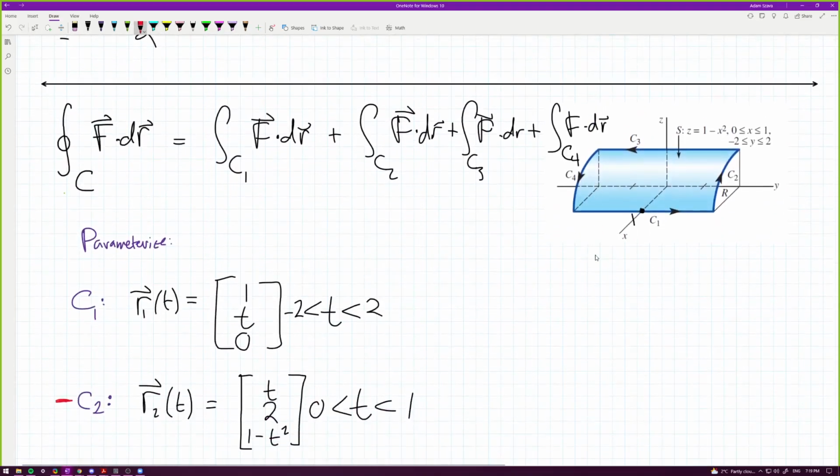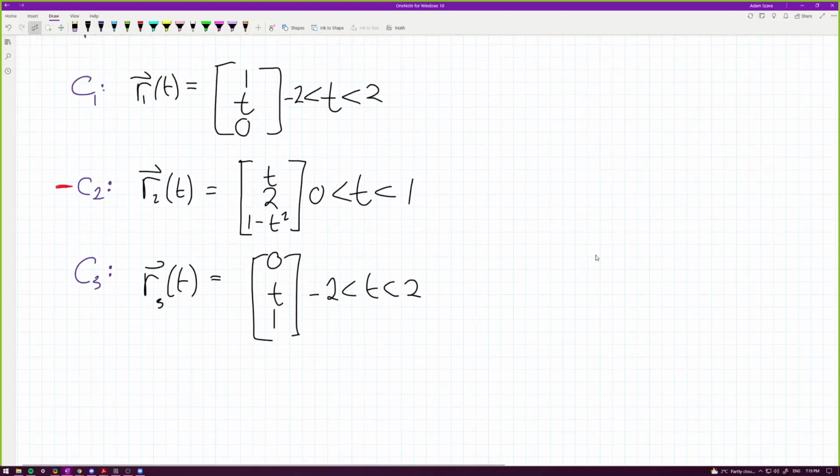But again, that's oriented the wrong way. We don't want it to go from -2 to 2, right? We want it to go from 2 to -2. So I'm going to have to, again, take the negative of this answer here.